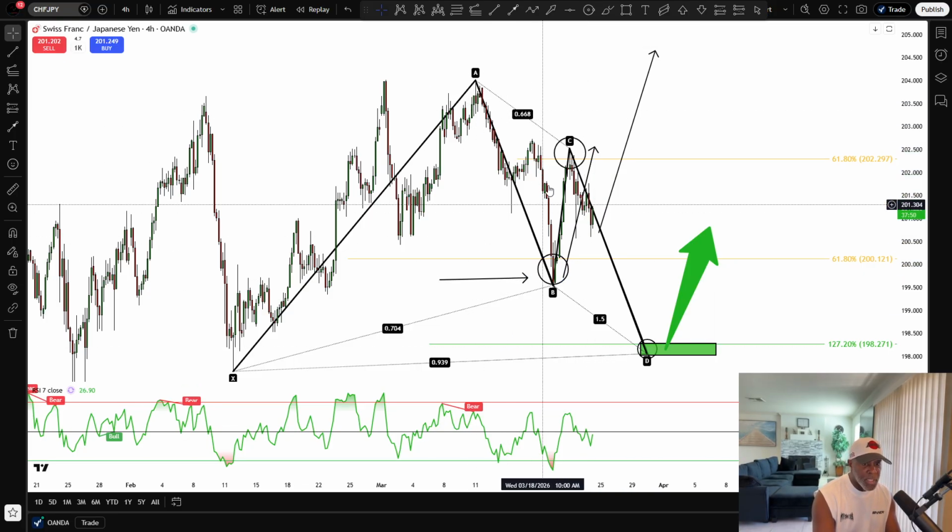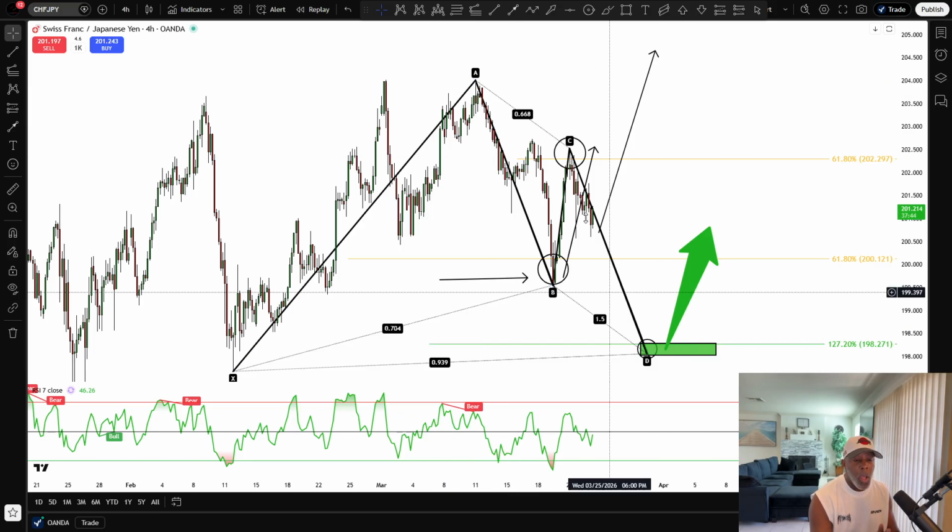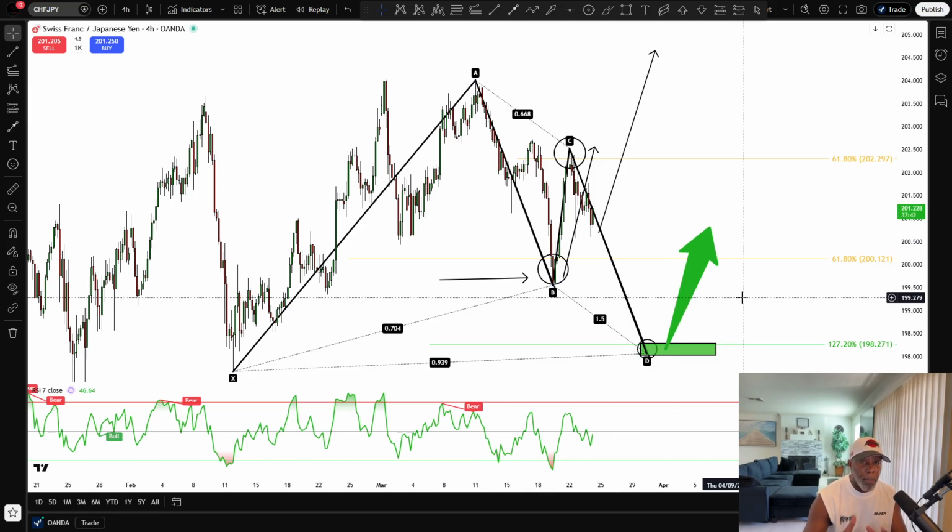You got another 618 retracement down here. The 127 is almost the equivalent on the extension of A to B. So the market wants these harmonic levels. That's what I'm trying to show you. So you can be confident enough to wait and say, that's good enough. I can wait that out.